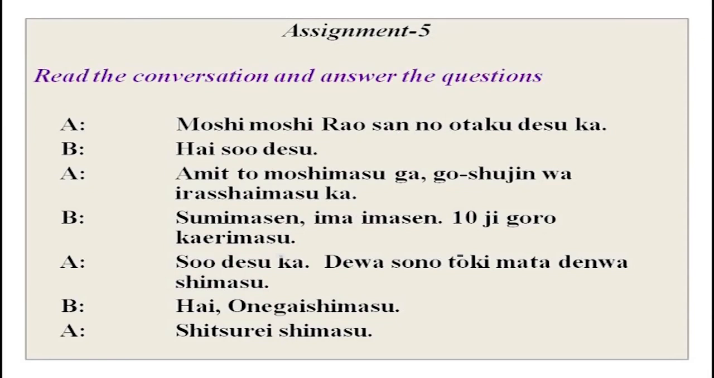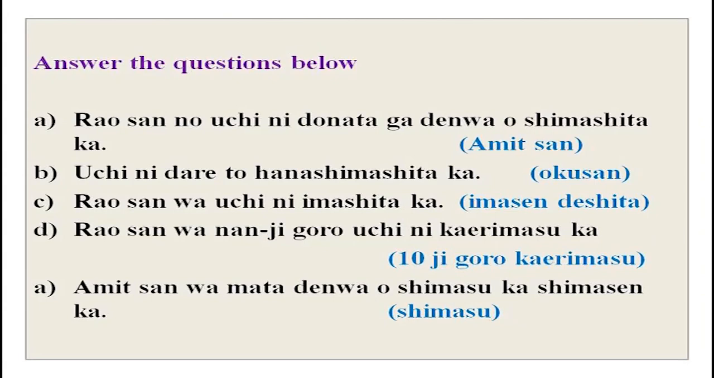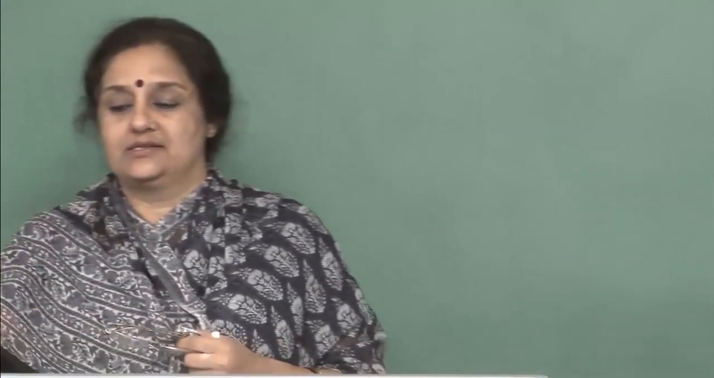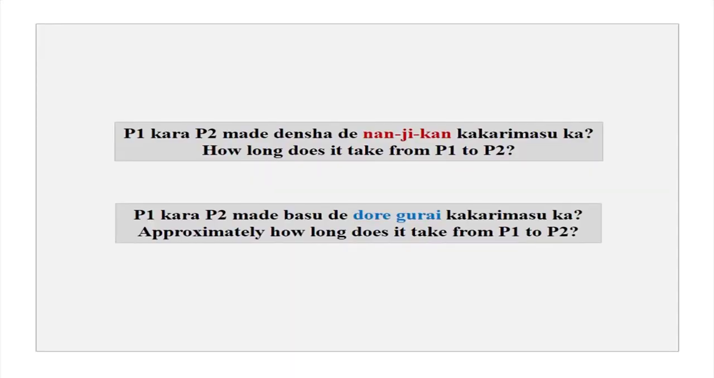Now there was a small conversation for you in the previous lesson. This is the conversation. You can now read it and see if you have answered these questions properly. Well now, we have done this exercise where you ask someone how long it takes from one place to another. So we did nanji kan kakarimasu ka. Now we want to do something else. If you say nanji kan, then it is exact time. But if you want to ask approximately, what is the way to ask?